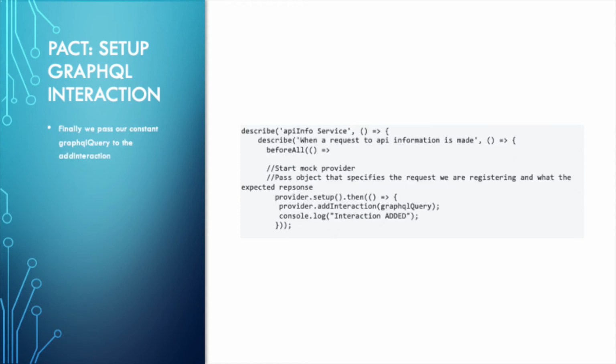Now, when we actually set up our provider and we add our interactions, we will then pass our constant GraphQL query that we created previously to set up our contract. So as you can see, setting up GraphQL with the PACT requires some different steps to be taken, but overall it's not too difficult. All you need to do is require the GraphQL interaction interface and utilize that when setting up your consumer tests.